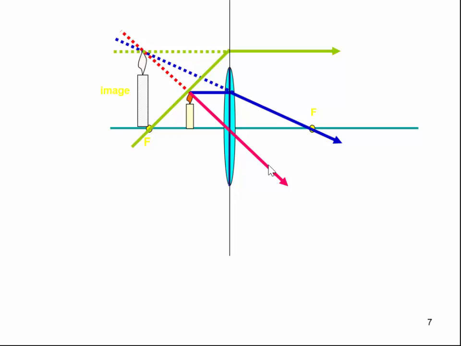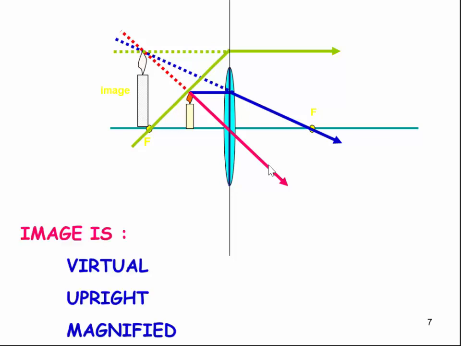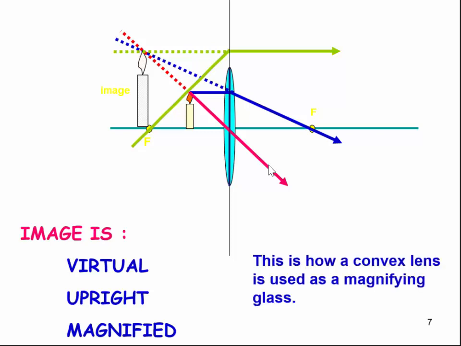So in this case, it's obviously upright and it's magnified, it's enlarged, but it's also virtual. Those rays don't actually come from that point. They just appear to come from that point. And this is exactly how a convex lens is used as a magnifying glass. We put the object closer to the lens itself than the focus, so in between here, and it enlarges the image.